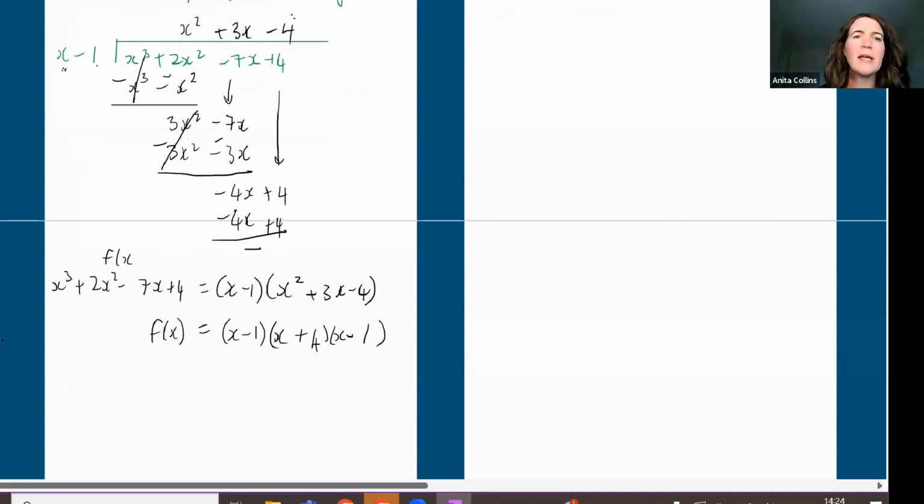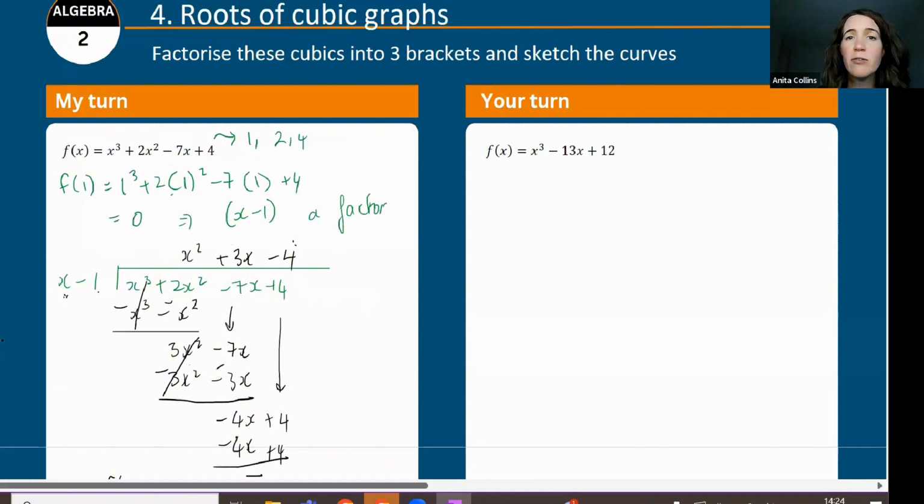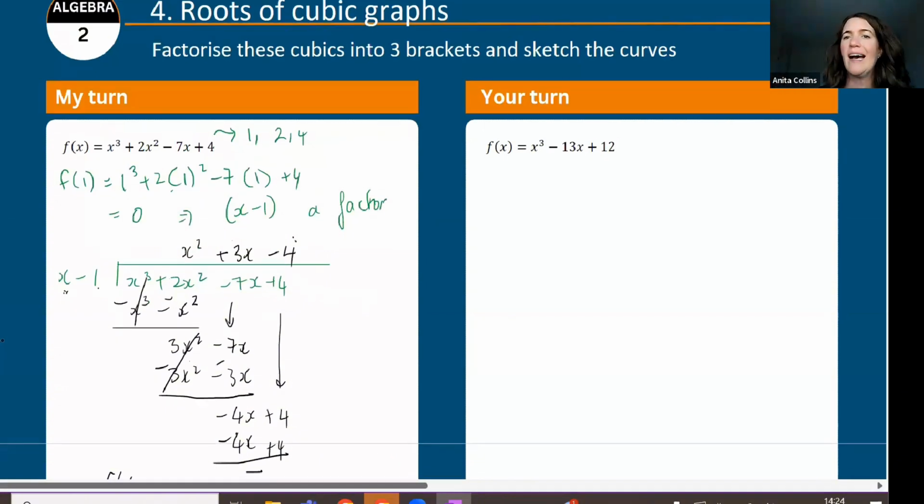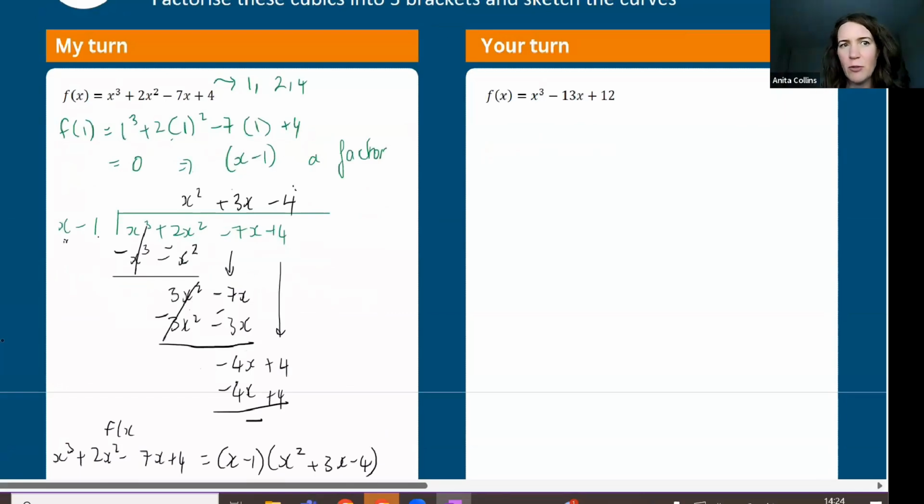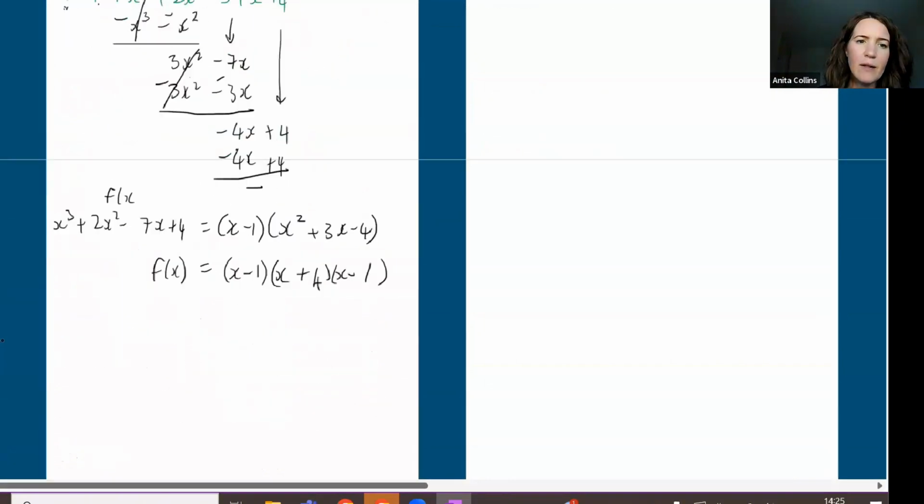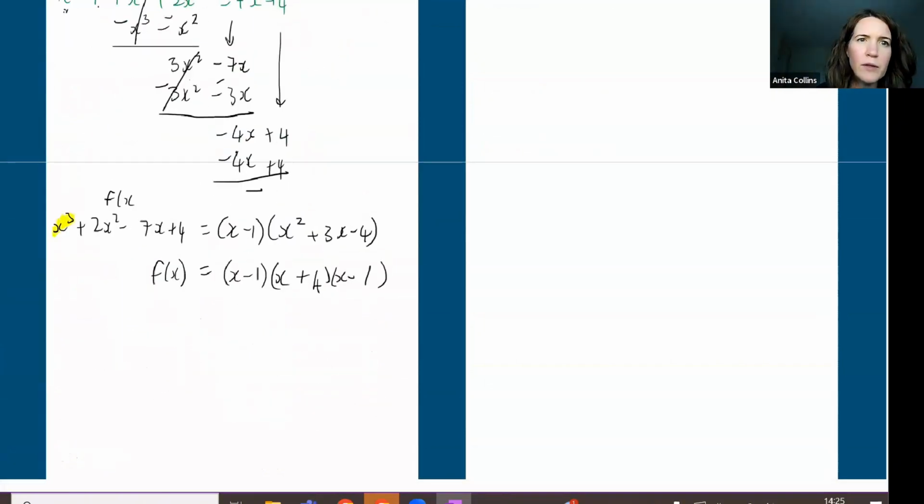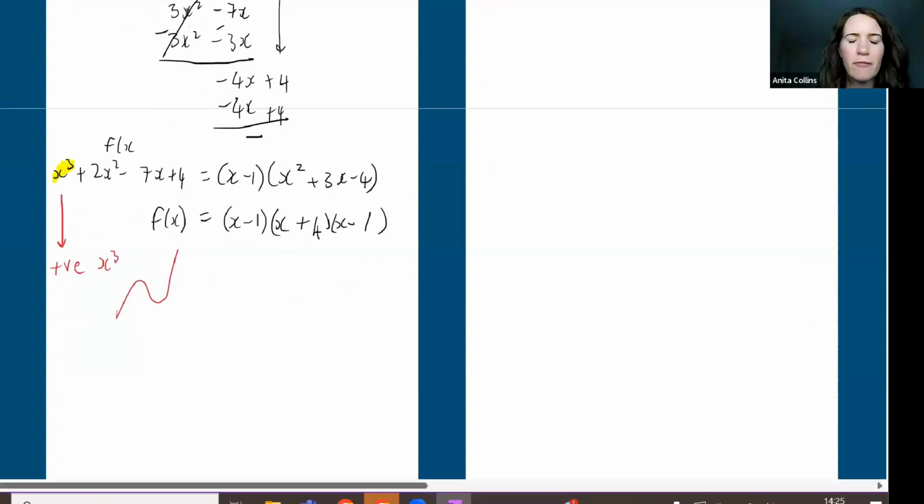The question then, let me scroll back up. The question said, factorize into 3 brackets, done, and sketch the curves. Now, we learned in the completing the square video that a cubic has that kind of a roller coaster curve. So let's look. This is a cubic. We know that a cubic has a roller coaster curve, but this is a cubic with a positive x cubed. So therefore it looks like up, down, up. So we know now that's its shape, but how are we going to find any more information about this?